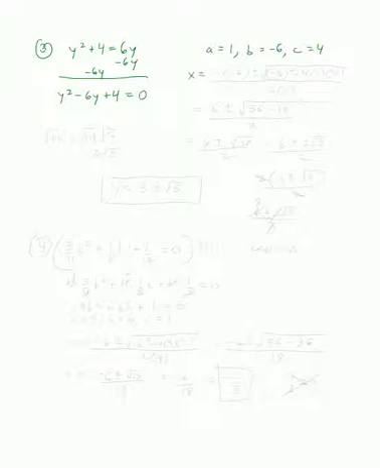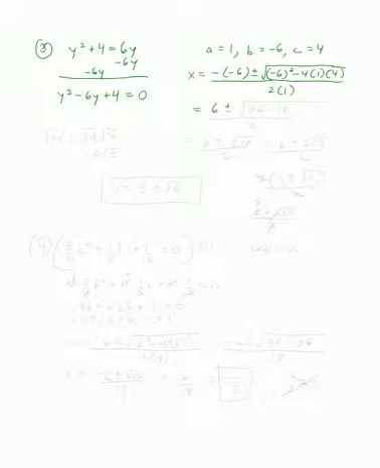X is going to equal, this time I'm not going to write down the formula again. I get negative b plus or minus the square root of b squared minus 4 times a times c all over 2a.